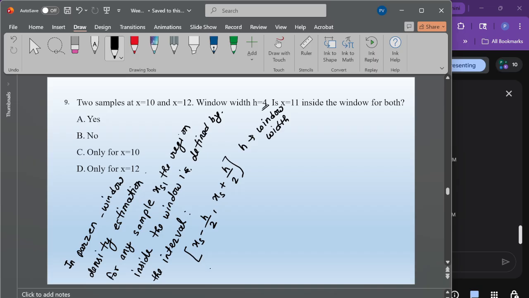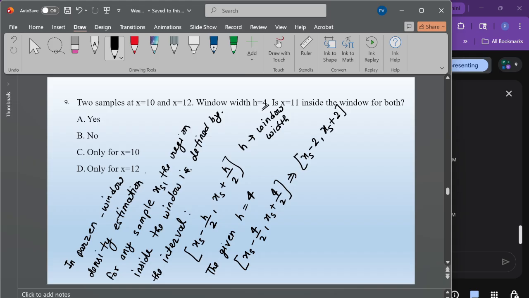So we will put here xs minus 4 by 2 and xs plus 4 by 2. So here we will get xs minus 2 and xs plus 2, right? Now the new sample is also given, that is x is 11, right? So first we need to find the window for both the samples.